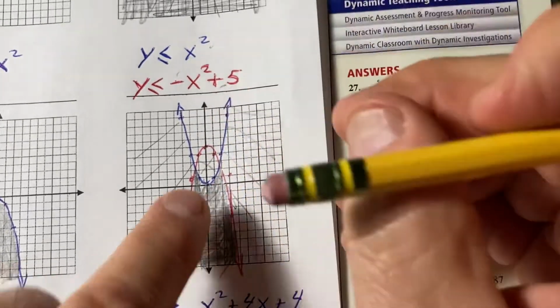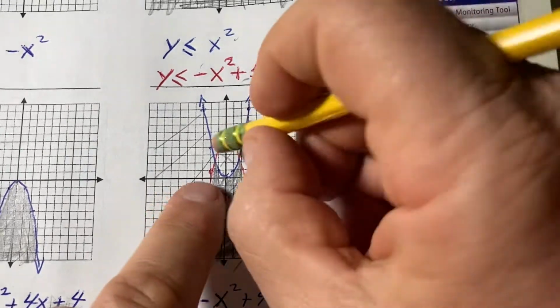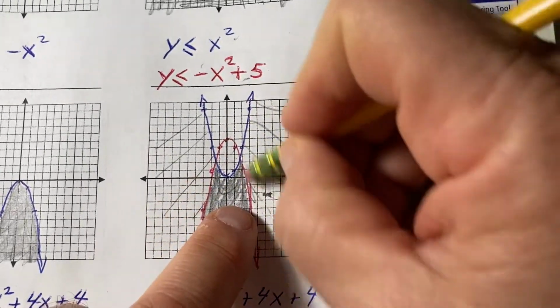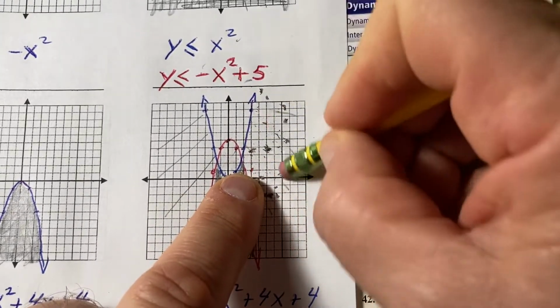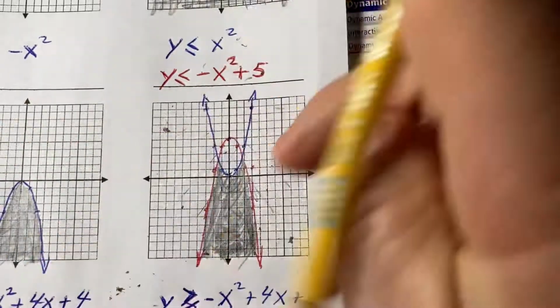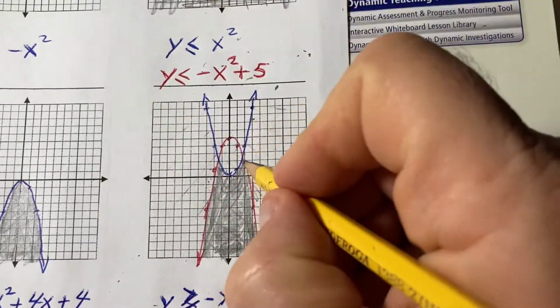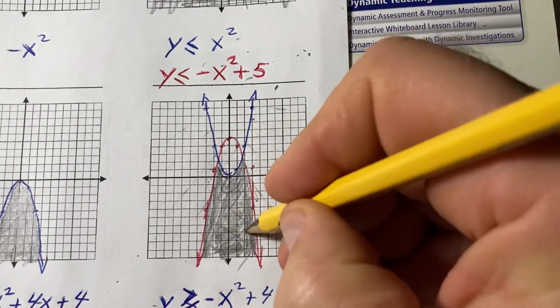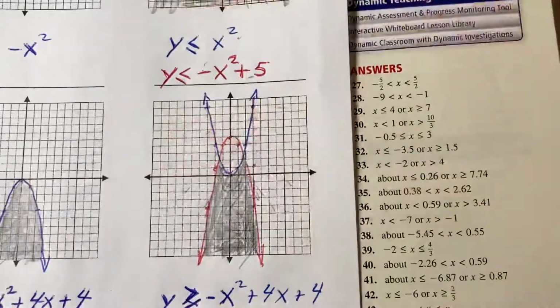So this area, for some people, that's not obvious enough. Okay, well, I'm going to erase all this other stuff. Good thing you use pencil. That's a lot more obvious. Only this area right here satisfies both of those inequalities.